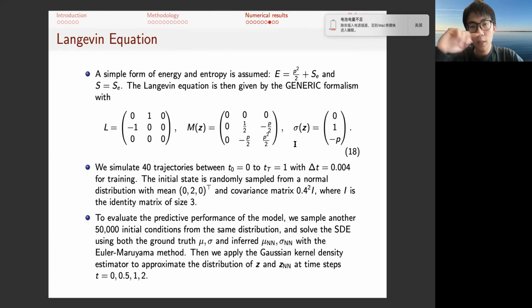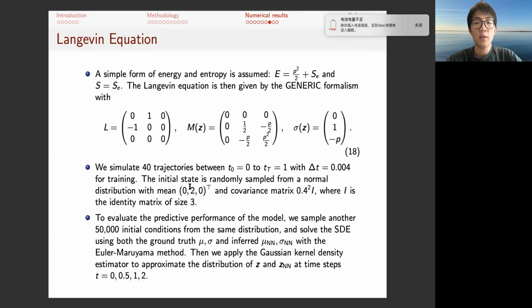And it turns out that this Langevin equation can also be written in the generic formalism with this given E, L, M, and S. And we simulate 40 trajectories for training. Note that this is actually very small data because this is an SDE and we only have 40 trajectories. The initial conditions are randomly sampled.